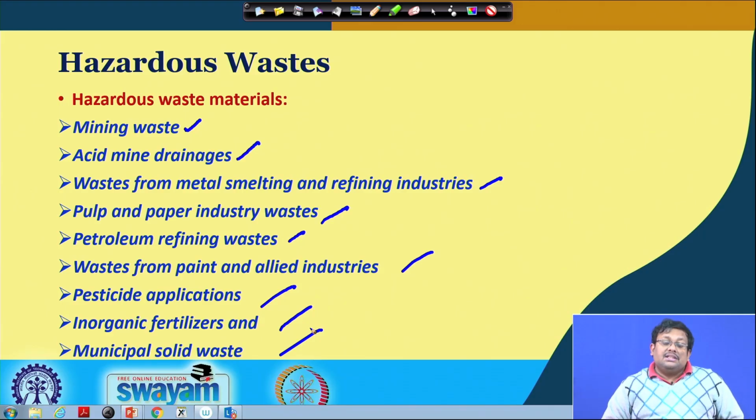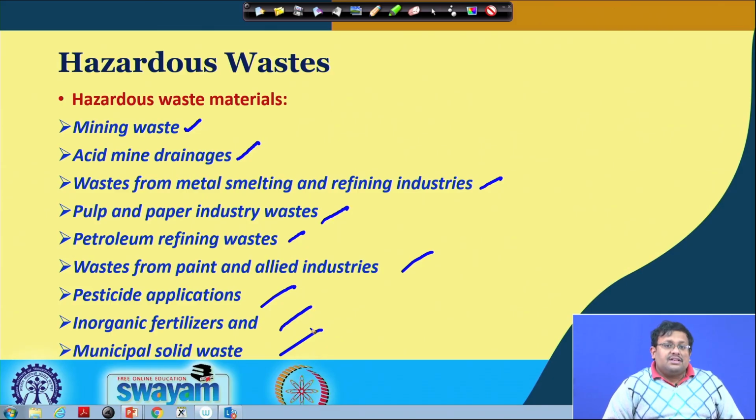Municipal solid waste is the source of a large number of infectious diseases and also a huge amount of trace element contamination, specifically when municipal solid waste is used for agricultural purposes. Inorganic fertilizer is an important source of environmental pollution because it creates a higher concentration of certain deleterious compounds in the soil. Pesticide application we have already discussed in our last couple of lectures.